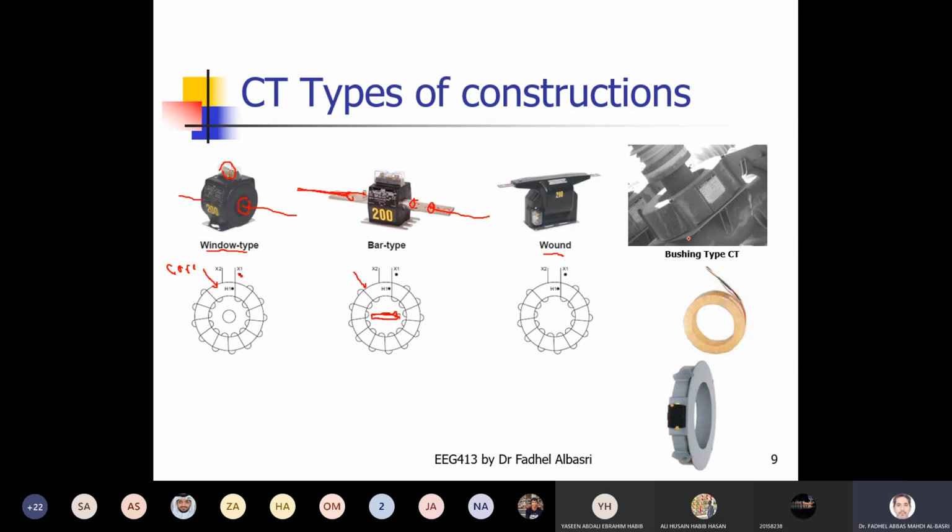And the fourth one is the bushing type. A bushing type is the CT which is connected directly at the bushing. Bushing is the insulator. This is the bushing CT, which is in, for example, a transformer or at the circuit breaker side, at the terminal of a circuit breaker.